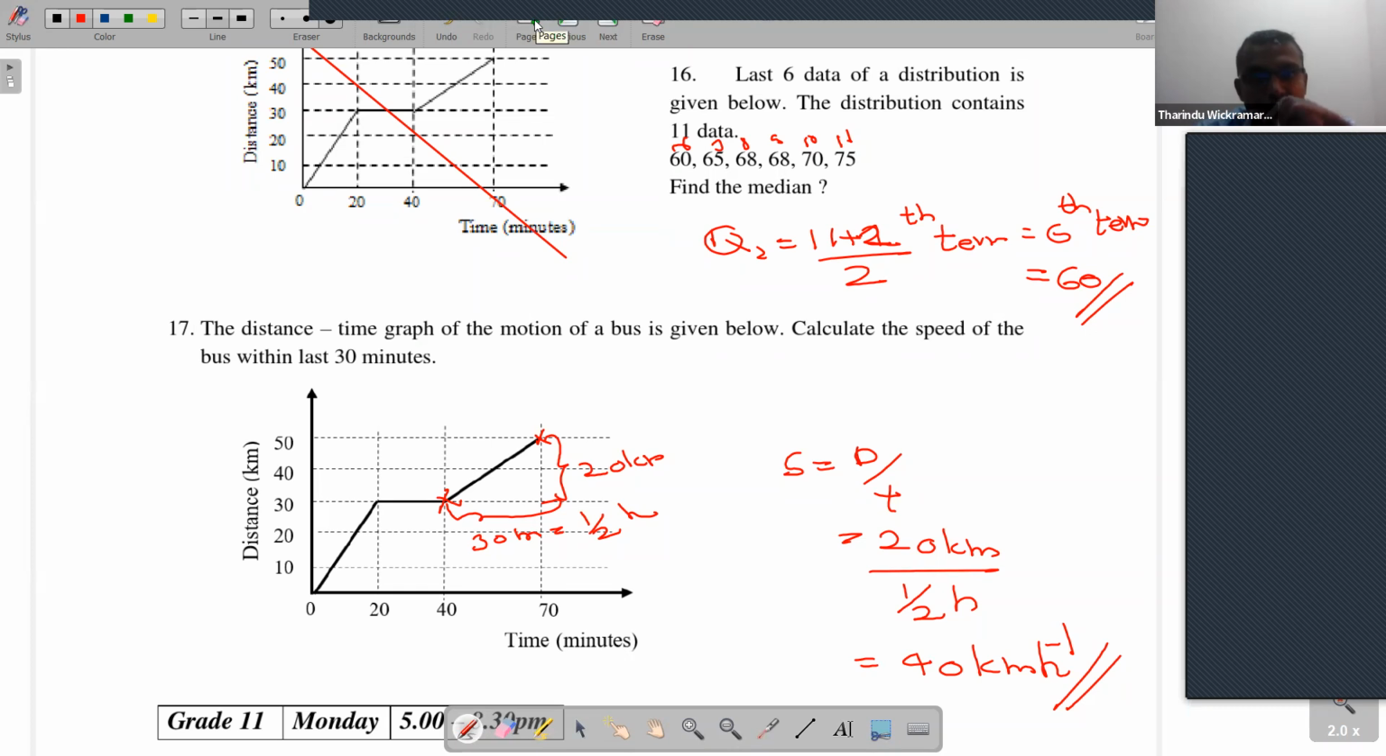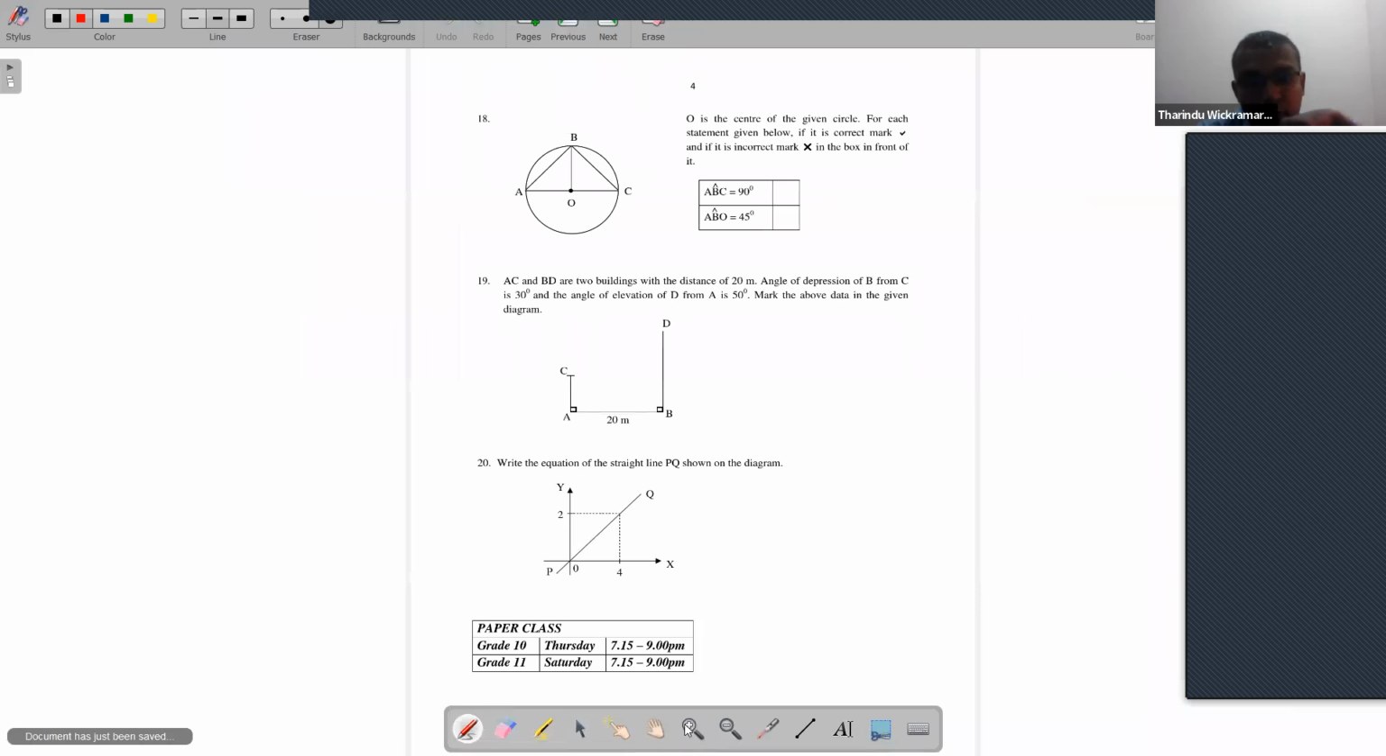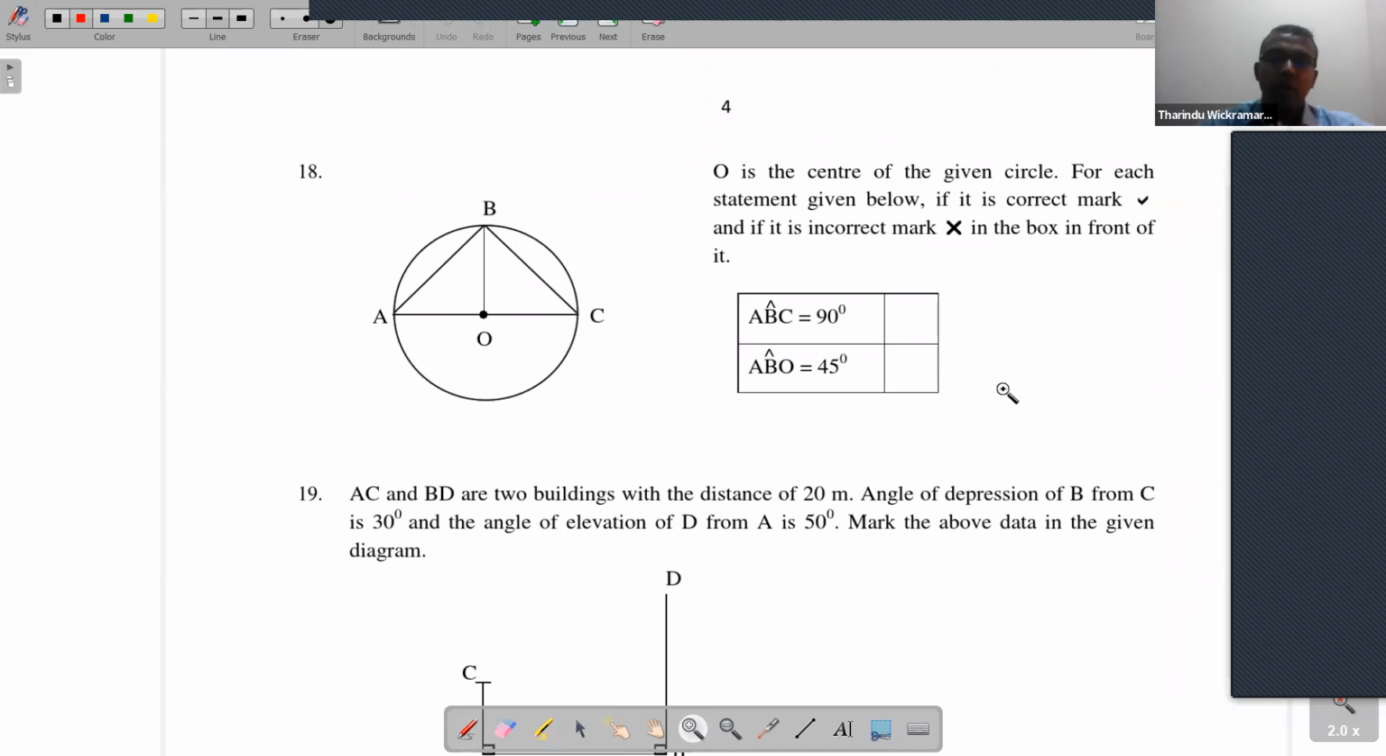Right. So we will move to the next page. 20, 30. 30 I convert to hours, then you will get 40 kilometers per hour. Right. You can try this one. You can send right or wrong, anything.